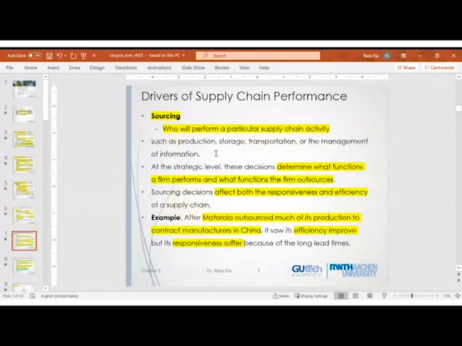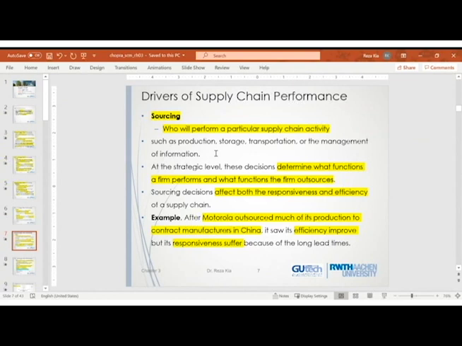The other driver is sourcing, and by sourcing we mean which part of the supply chain is doing which task, or, easy to say, who is doing what? That would be sourcing. Who is doing what? So in a supply chain, you have different activities such as production, storage, transportation, information system, and so on. And who will be responsible for doing which activity? That would be the driver of sourcing. And again, that will affect responsiveness and efficiency.